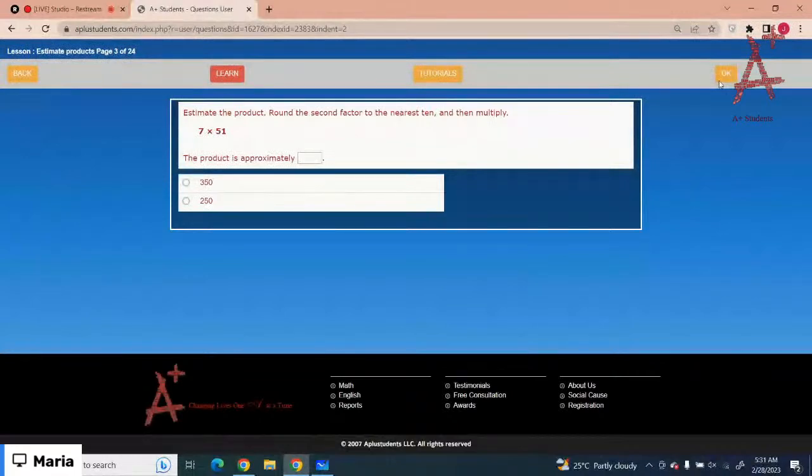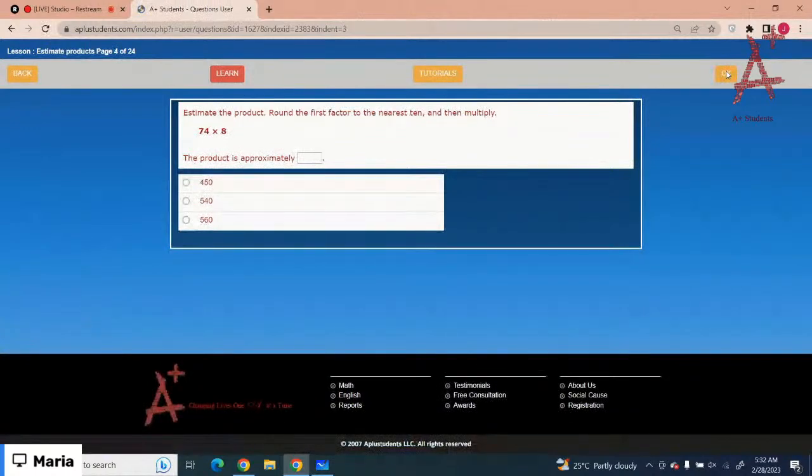Okay, the next one is 7 times 51. So which is the correct option? 51 is rounded off to 50, and 50 times 7, 7 times 5 is 35. So it would be 350, isn't it?